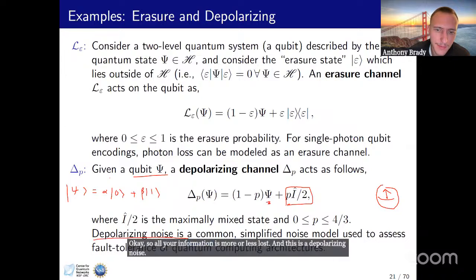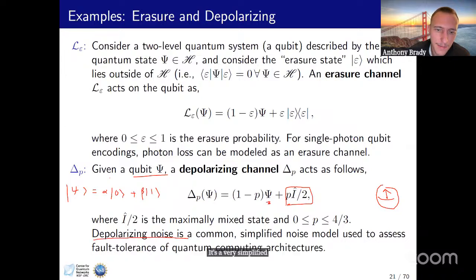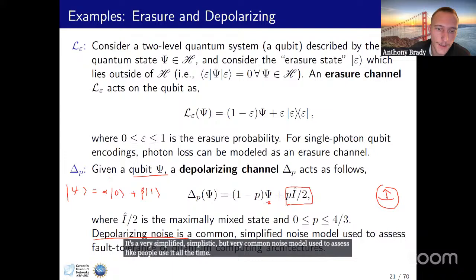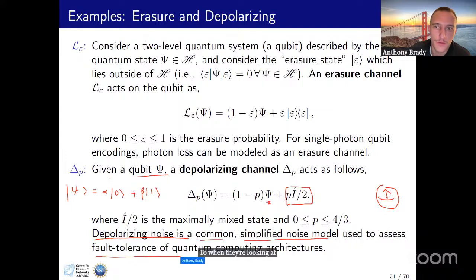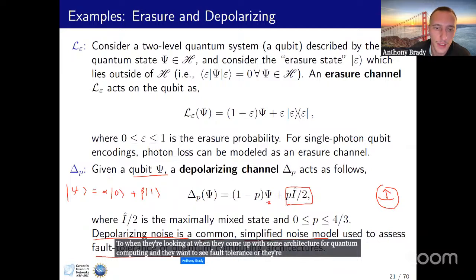It's a very simplified, simplistic, but very common noise model. People use it all the time when they come up with some architecture for quantum computing and they want to see fault tolerance, or they're looking at quantum error correction and they want to see some threshold results for their quantum error correcting codes.